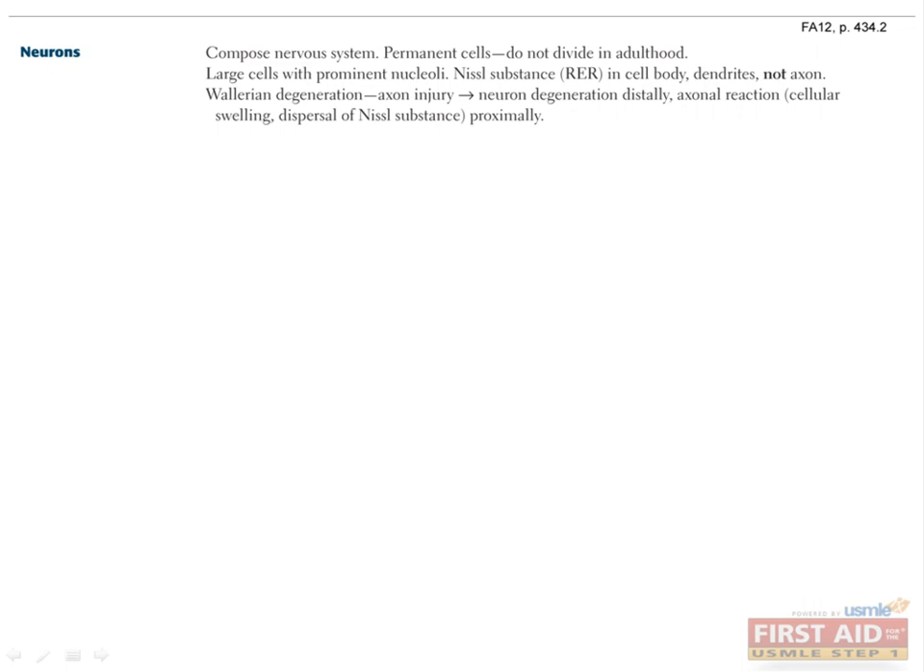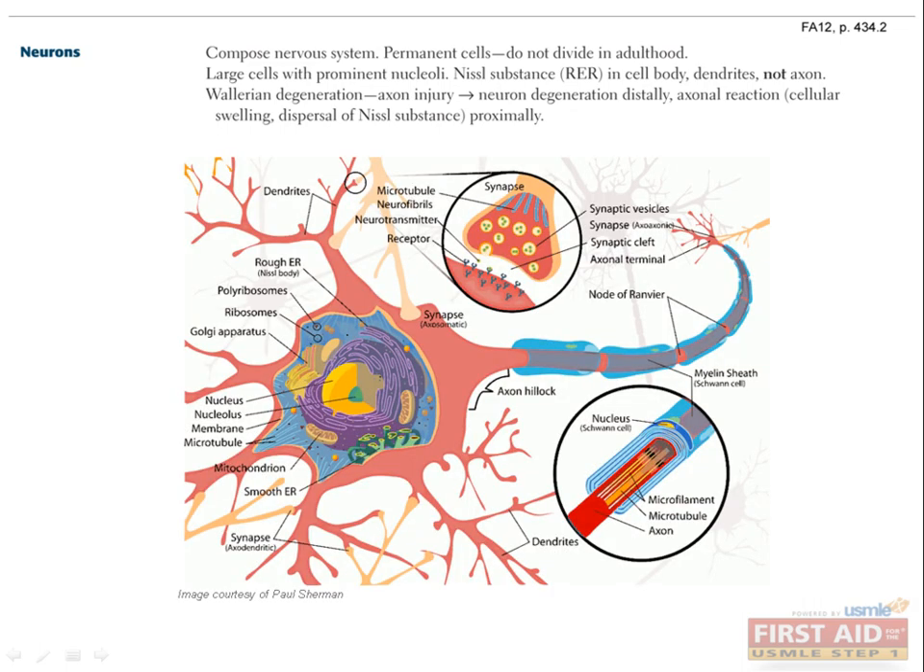We're going to talk a lot today about neurons. Neurons are also known as nerve cells, and they're the most important thing that we'll discuss in the nervous system. Here is a drawing of a neuron. Neurons have a large cell body with many organelles, including the nucleus, the rough endoplasmic reticulum, which is also known as the Nissl substance, and mitochondria.